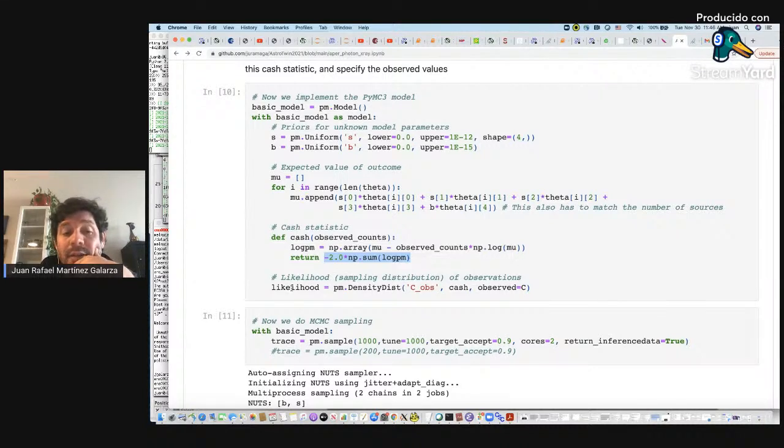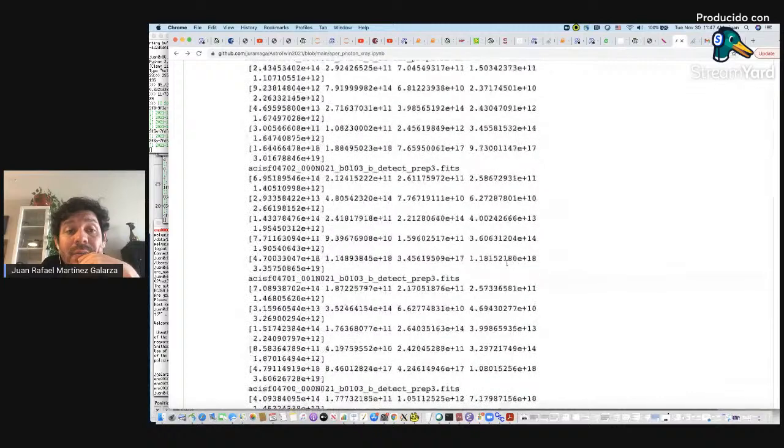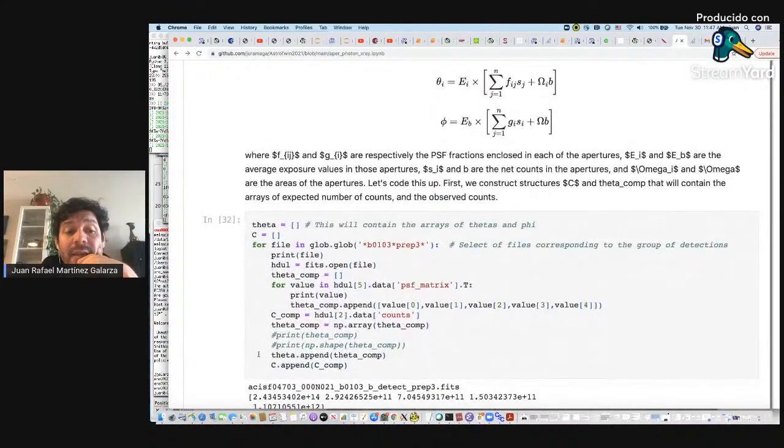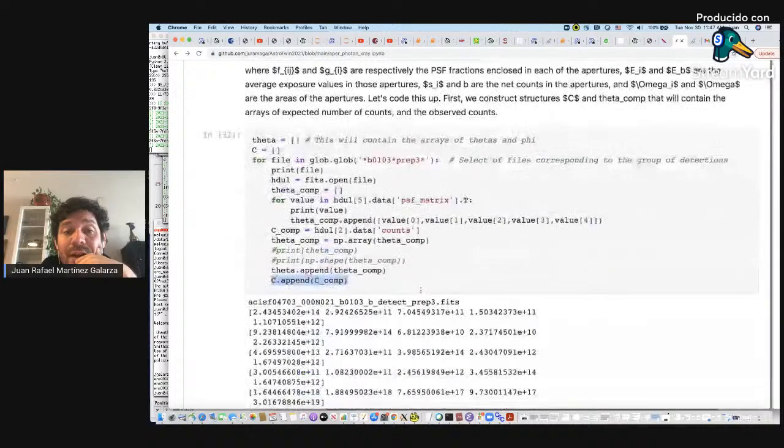And then you just define your likelihood. And defining your likelihood is basically saying, okay, I am going to call this the C ops. This is going to be the name of my likelihood here. And I am going to use the function I just defined as the statistic, as the actual likelihood. And the observed values will be my C's. And the C's were the part I failed to mention here. Here I not only created the thetas, I also created the actual observed values, which are the quantities that you actually need when you define your model.